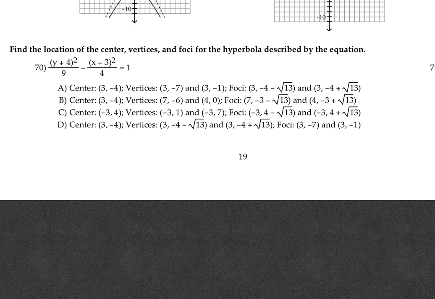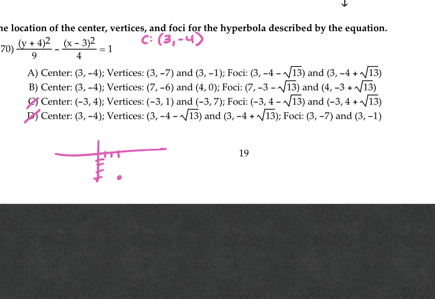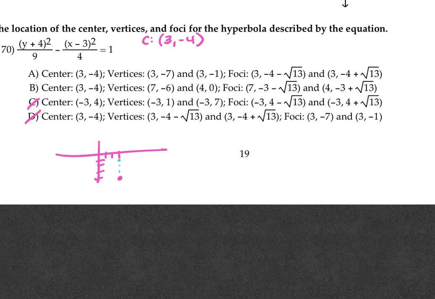So the first thing we can identify is the center would be 3, negative 4. So that rules out C and D already. Because the y is squared, I'm moving from 3, negative 4 up and down the a. A squared is 9, so I go up and down 3. 1, 2, 3, so 3, negative 1 is one vertex, and then go down 1, 2, 3, and 3, negative 7 is the other vertex.